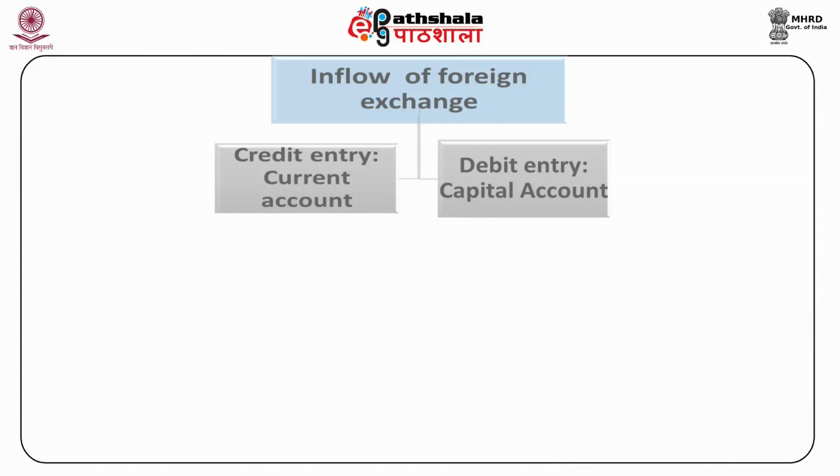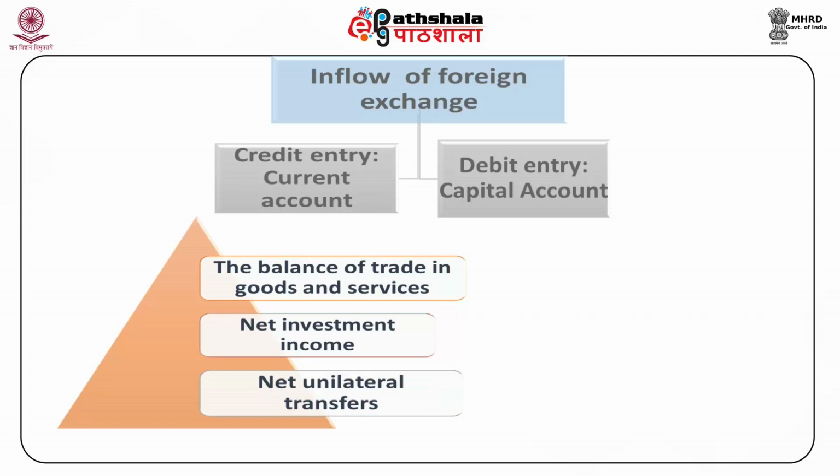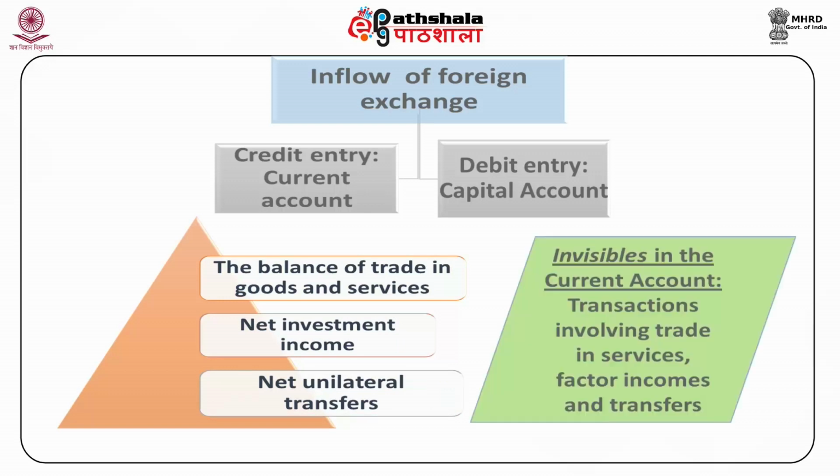The current account has three main components: the balance of trade in goods and services, net investment income, and net unilateral transfers. You may note that the transactions involving trade in services, factor incomes, and transfers are also referred to as invisibles in the current account.